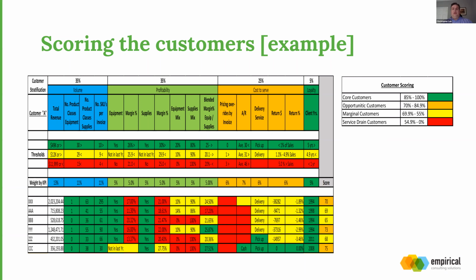The customer scores are put into 4 buckets of stratification, which are indicated up here in the far right of the slide: core customer, opportunistic, marginal, and service drain. Barb will go into those deeper later in the presentation. The goal of stratification is to shift the customers from red to yellow to green, or changing customer behaviors and outcomes for your organization.